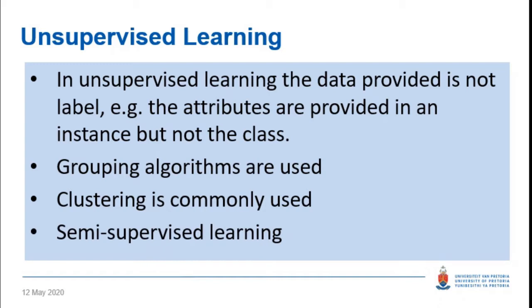You can have some type of combination between supervised and unsupervised learning, and this is called semi-supervised learning. So in semi-supervised learning, basically what happens is that some of your data is labeled and the rest of your data is not labeled. And then techniques are applied across the labeled and the unlabeled data in order to perform classification or regression.